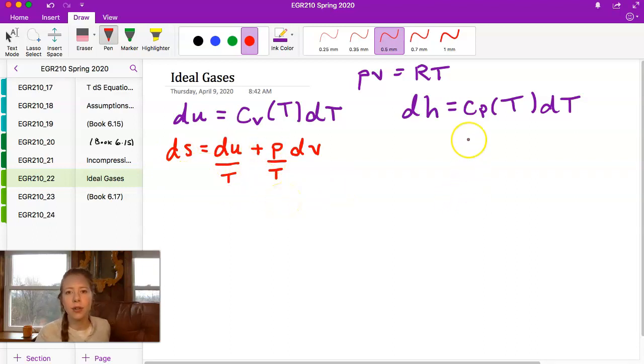And similarly, we can do the same thing with dh. So TdS, so I'm going to divide through by T. So ds is equal to dh over T minus V over T dP.